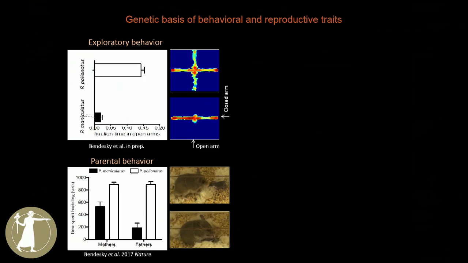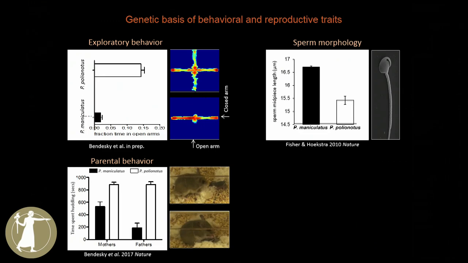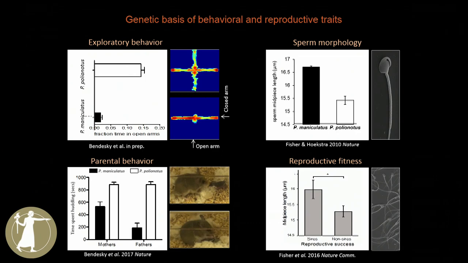Because these mice have different mating systems, there are some species where the males compete a lot more for access to the females. This has effects on the reproductive behavior as well as the reproductive traits. For example, males from promiscuous species have sperm that swim much faster than those that are monogamous. And we've been able to identify genes that give rise to differences in their ability to sire offspring.